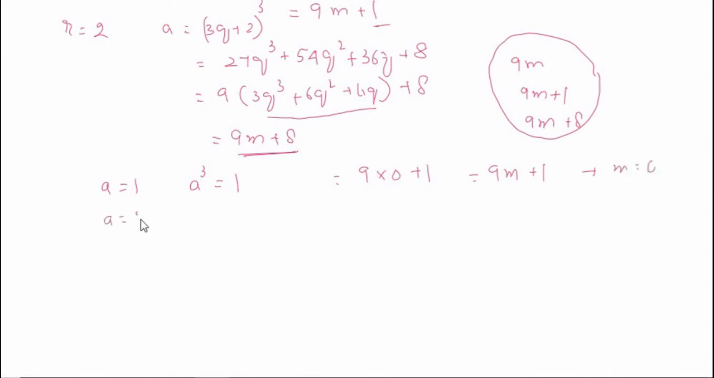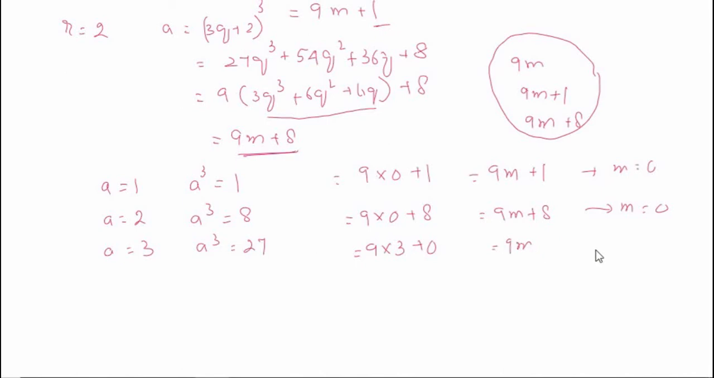Now a equal to 2. When a equal to 2, a cube equal to 8. So this is 9 into 0 plus 8. So this is 9m plus 8. Here also m equal to 0. Now a equal to 3. So a cube is equal to 27. So 27 is 9 into 3 plus 0. So this is 9m, where m equal to 3.